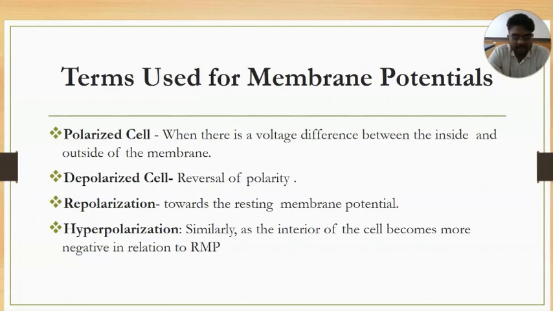Then what is a depolarized cell? That is a reversal of polarity or change in the polarity, right? So it is called a depolarized cell. Repolarization is attainment of the polarized state again. Then what is hyperpolarization? The cell becomes more negative as compared to the previous initial quiescent state. So that's why it is called hyperpolarization, right?